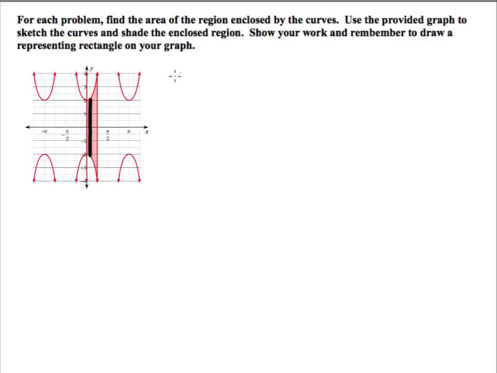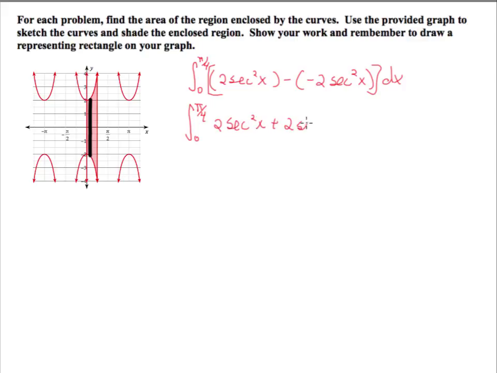Remember, the integral is top curve minus bottom curve. And this shaded region is bounded from 0 to pi over 4. And my top curve is the positive 2 secant squared of x. And my bottom curve is the negative 2 secant squared of x. We're going to simplify this expression down using some algebra and then integrate in order to find our final answer.